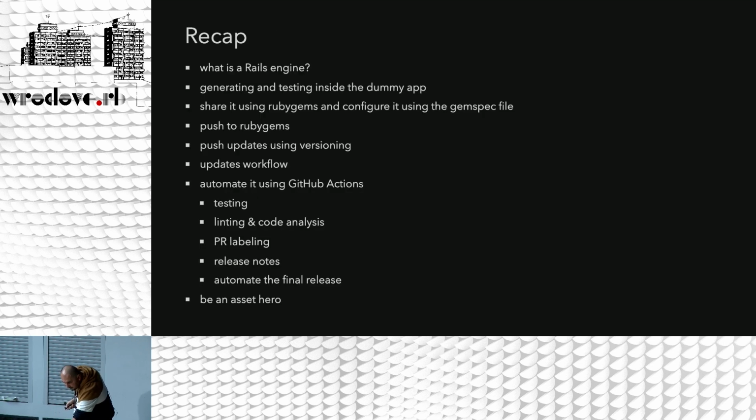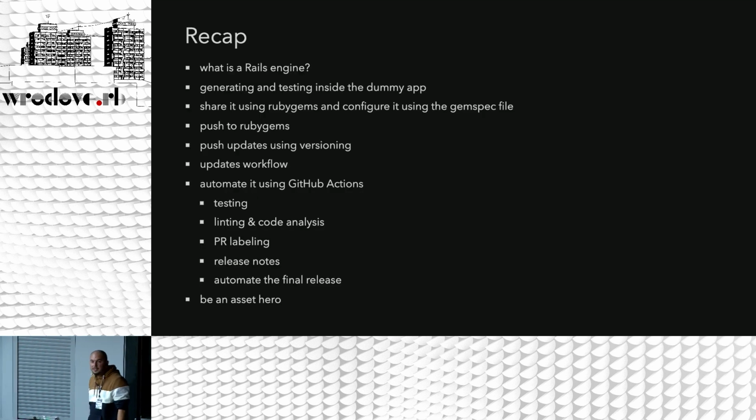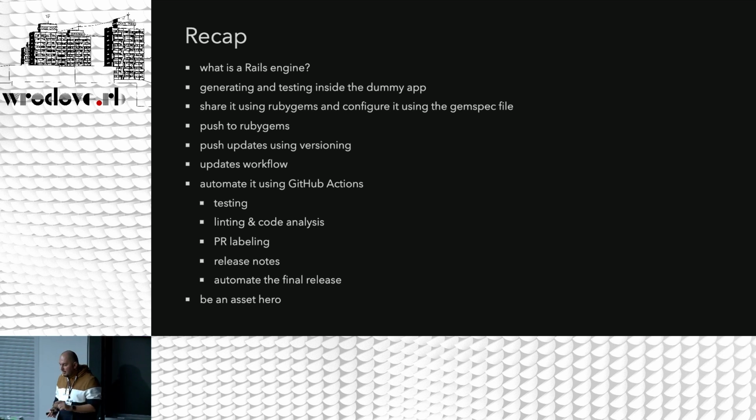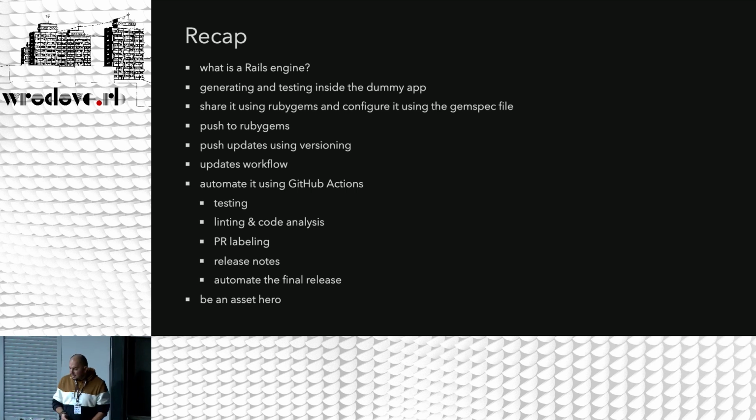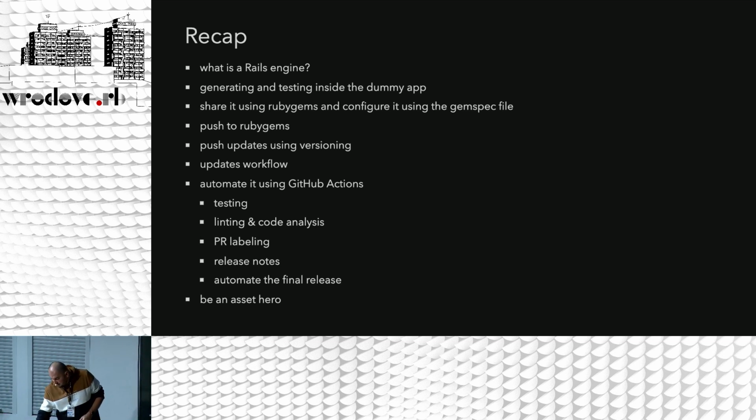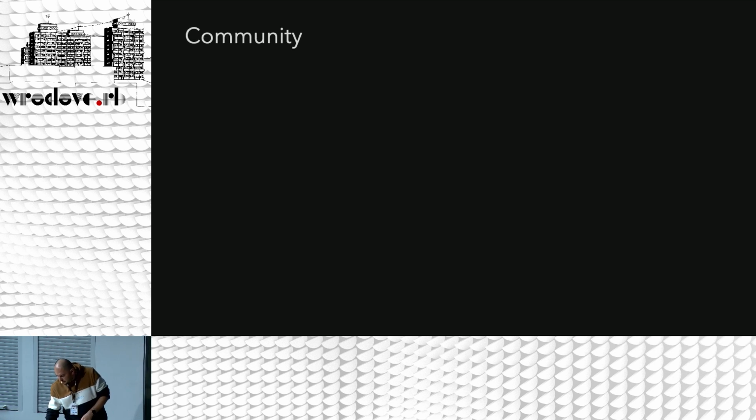Cool. So to recap, we talked about what a Rails engine is, generating it, sharing it on RubyGems, pushing updates and versioning. We talked about the updates workflow. We talked about how to automate all of those things on GitHub Actions, and how to be an asset hero, to help not involve the user, the customer, in having an asset pipeline.